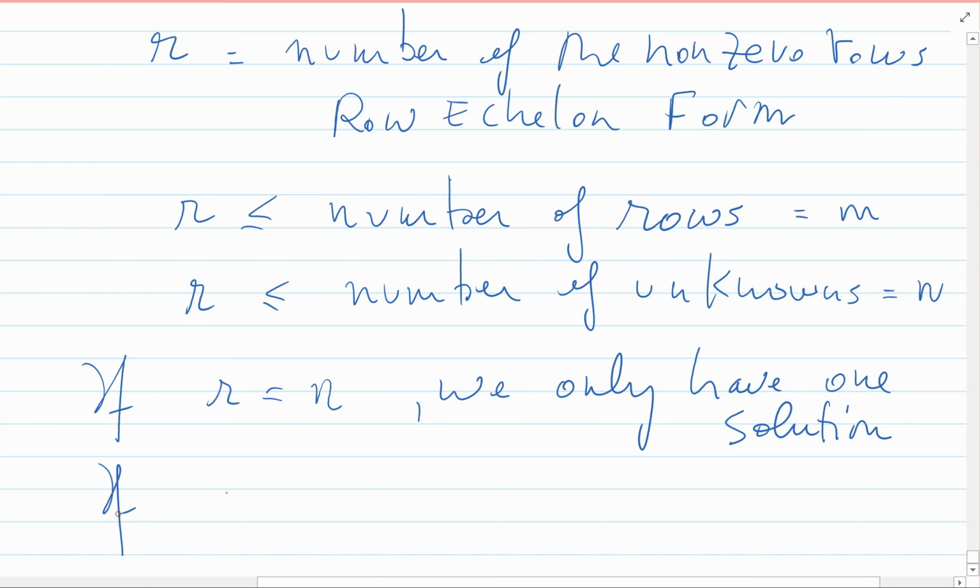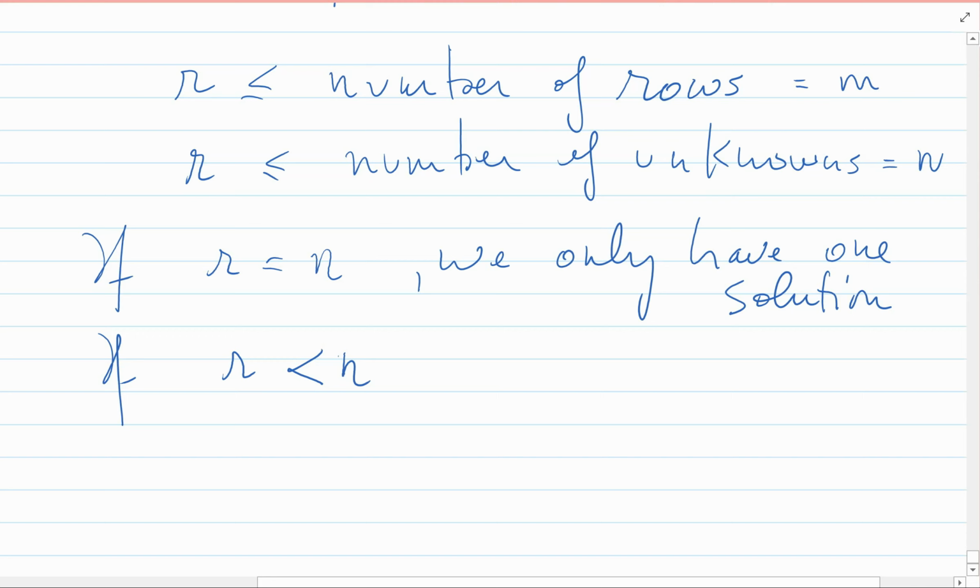If R is less than n, the number of unknowns, then some unknowns will be floating. You cannot find them. Some you can find, but some are floating. What we do is assign parameters to them and find the other ones. That's how we will do it. We'll see it on an example. Once you assign a parameter, we have tons of solutions. We have infinitely many solutions.